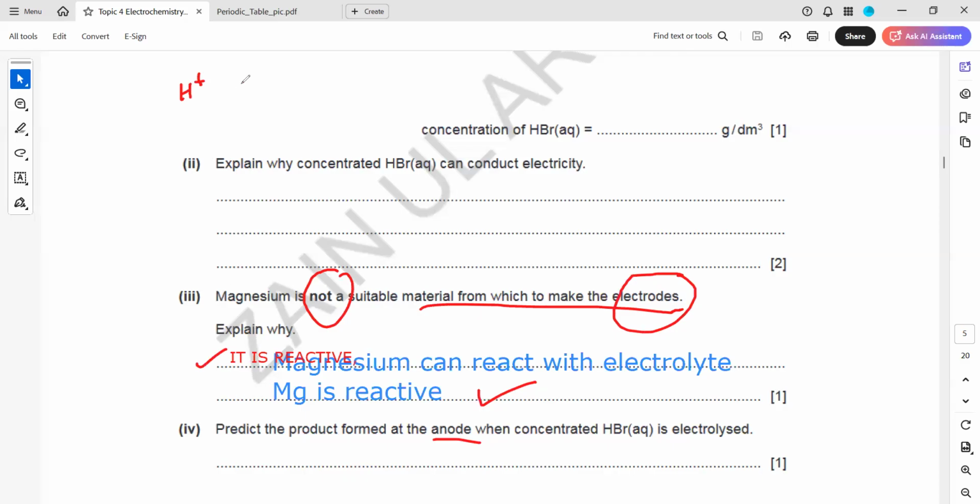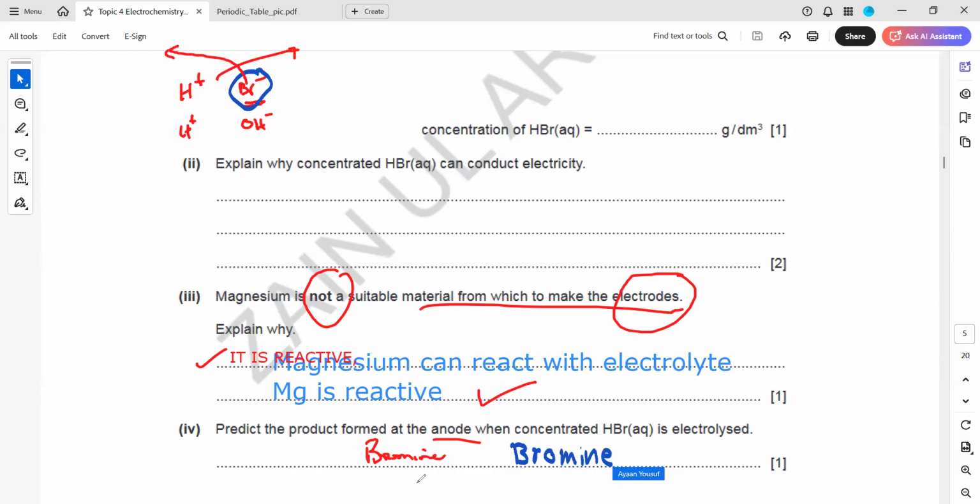So if you have H plus ion, Br minus ion, H plus ion, and OH minus ion, hydrogen will move towards the cathode. Which ion will move towards the anode if it is concentrated? The bromide ion will move. So what will be the product at the anode? We'll have bromine, because the bromide ion will lose electrons.